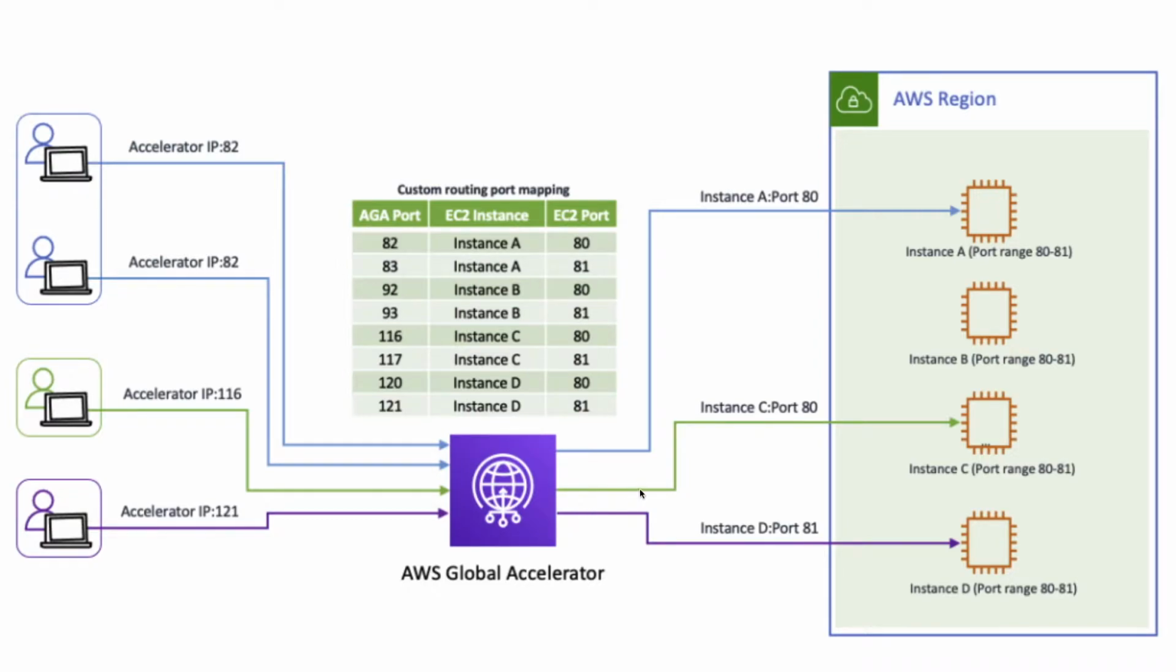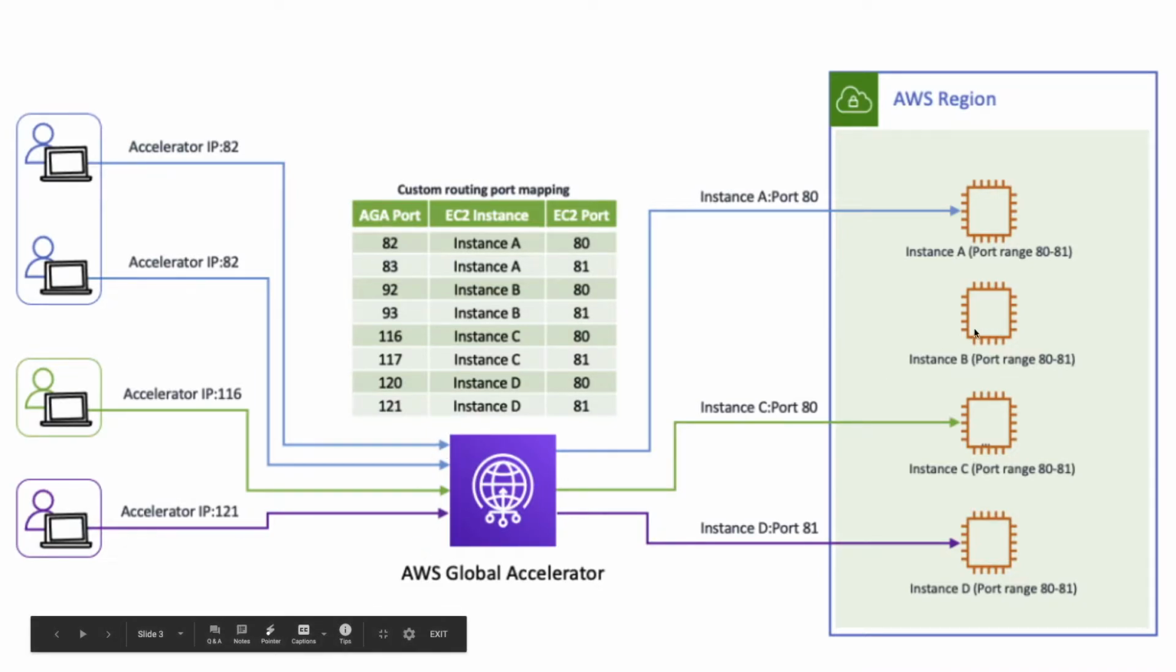So this is the basic thing you need to remember: when creating the AGA, the number of ports is equal to the number of IP addresses in your subnet multiplied by the number of ports on which you're going to listen.